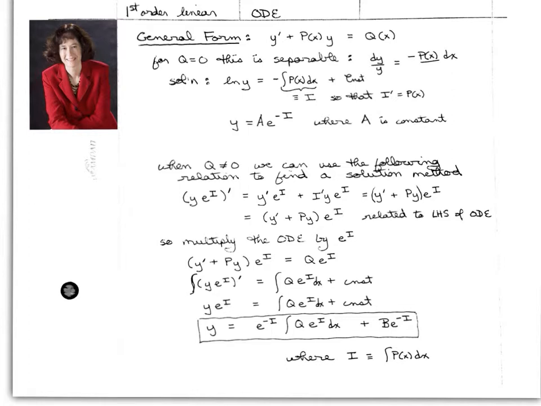So we find that after a little rearrangement, y is equal to e to the minus I, just rearranging from the line above, times this integral of q e to the I, plus our constant b times e to the minus I. And remember, this factor I is just the integral of p of x from the original differential equation. So starting from the original first-order linear differential equation, we have essentially an algorithm for how to solve it. So let's go on and use that general principle in a couple of examples.